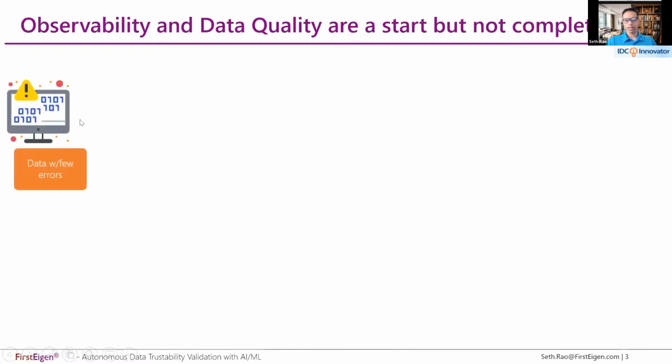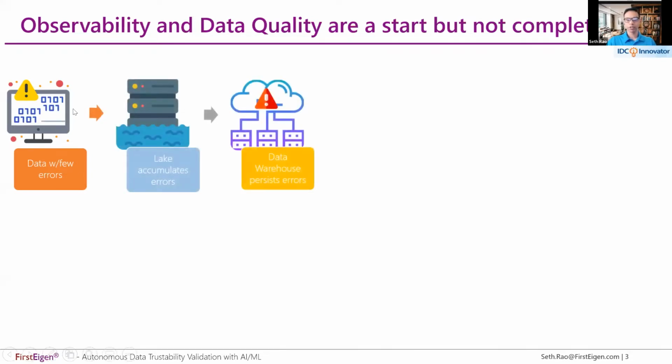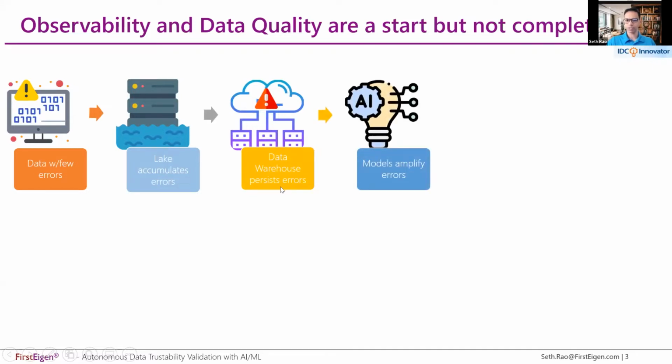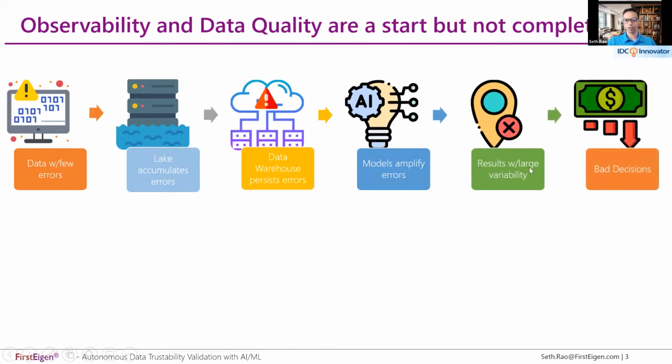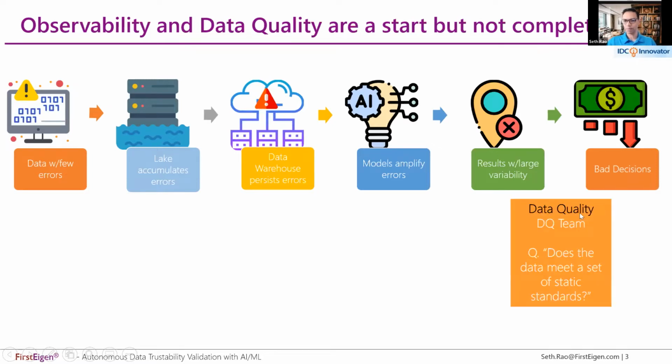So data comes in. I can guarantee you there are always a few errors. It could be in parts per million. Usually it goes to a data lake, which tends to accumulate these errors, and then to a warehouse, which persists those errors. It's used in different models, which are used for predictive analytics or reporting, and then you end up making bad decisions. Now, the traditional way to approach this is to have a data quality team that answers the basic question, does the data meet a static set of standards?